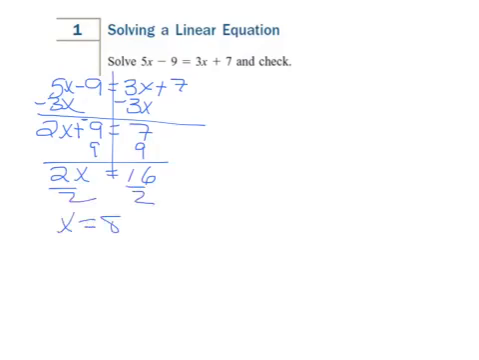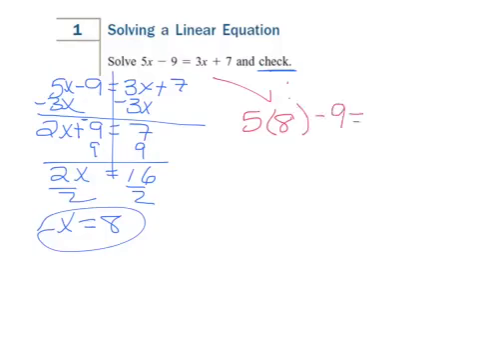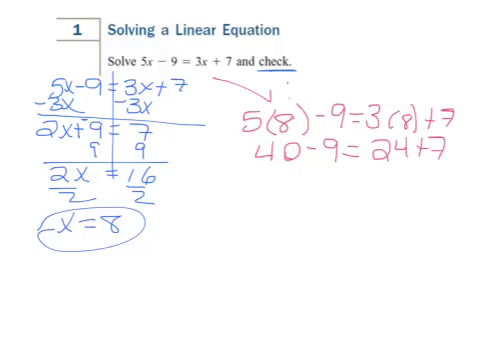X equals 8. All right, now notice it says and check. So in order to check it, we're going to go back in and replace our x's with what we came up with. So replace our x's with 8. 5 times 8 minus 9 equals 3 times 8 plus 7. This is 40 minus 9 equals 8 times 3 is 24 plus 7. 40 minus 9 is 31. 24 plus 7 is 31. It works.